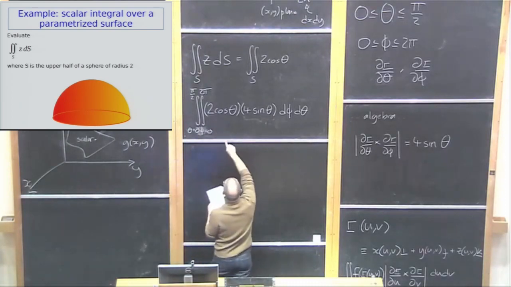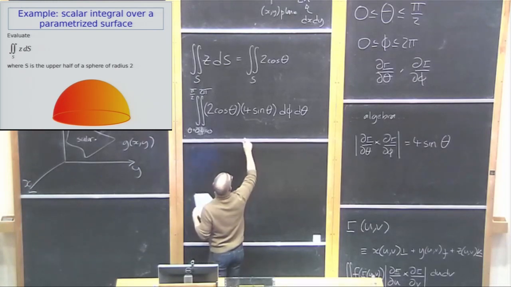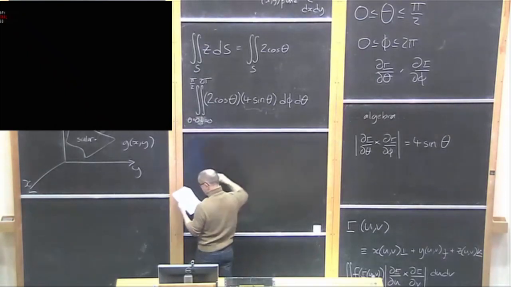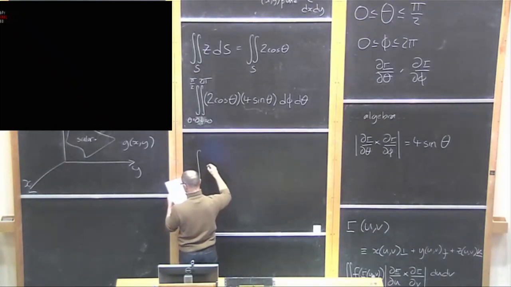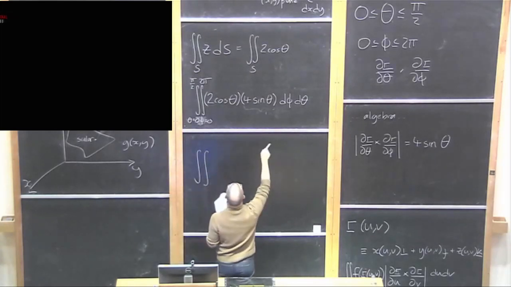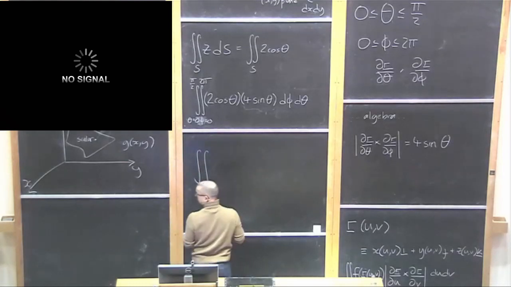Okay, so this is our integral. Our integral is 2 cos theta times 4 sine theta, integrated with respect to d phi and d theta. So there's no phi terms in there. There's not going to be any phi anywhere.